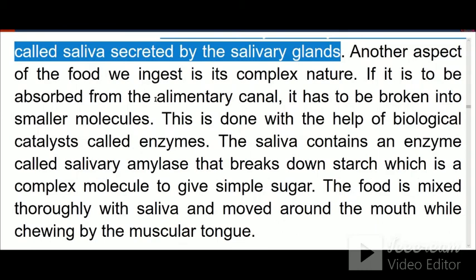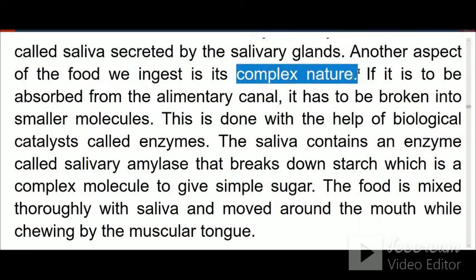Another aspect of the food we ingest is its complex nature. The food that we are eating is of complex nature. It is not simple that a body can absorb easily. If it is to be absorbed from the alimentary canal, it has to be broken into smaller molecules. This is done with the help of biological catalysts called enzymes.